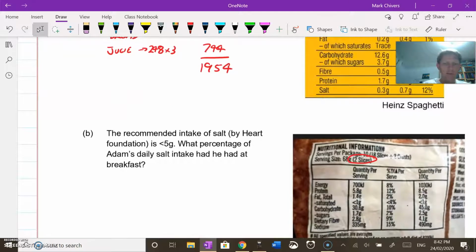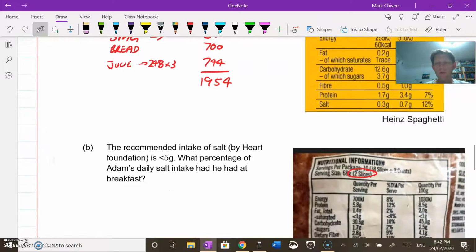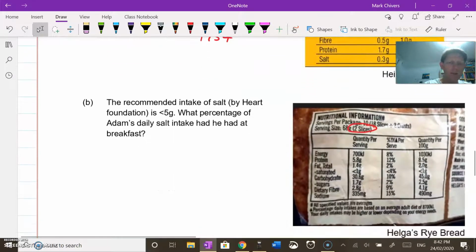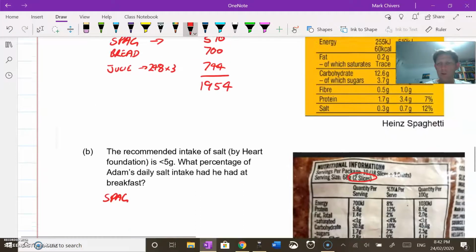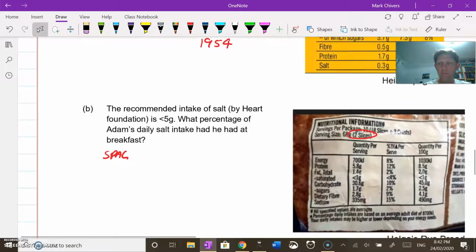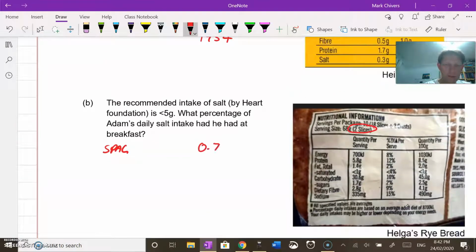The recommended intake for salt is less than 5 grams. What percentage of Adam's daily salt intake had he had at breakfast? So once again, we can look at each of those items separately. So for the spaghetti, for the serving size, he had 0.7 of a gram. For the bread, he had 335 milligrams. So if we're in grams, we'll keep it in grams.